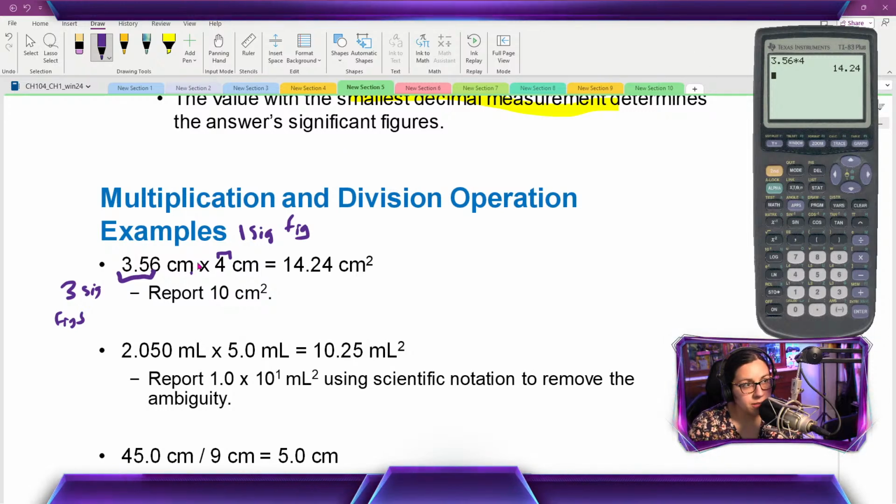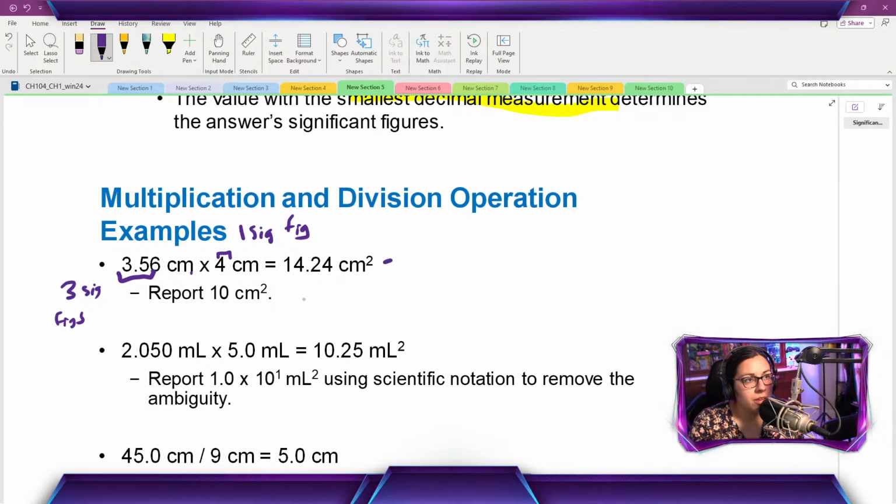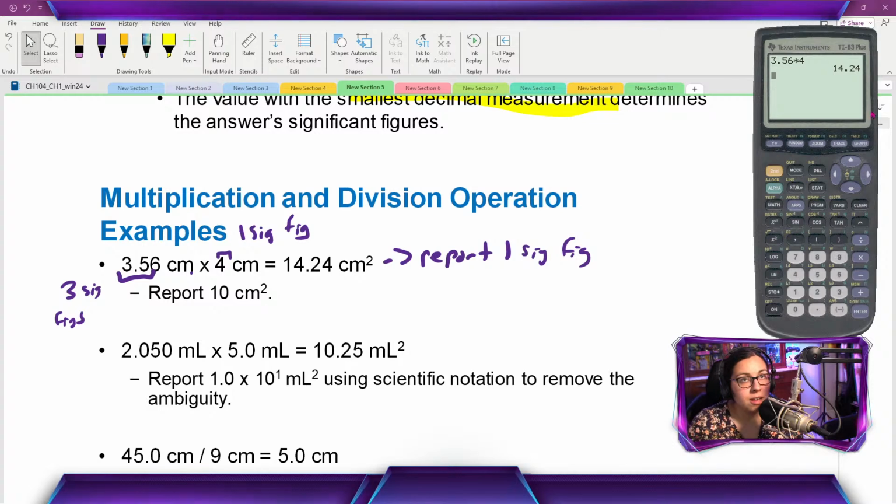But now, because of our 4 centimeter being reported so inaccurately, we can only give 1 sig fig in our calculation. Now we need to report to 1 sig fig, and then you just round appropriately. So in this case, we're at 14, so we have to round down to 10. So that's what was done here. So now we report 10 centimeters.